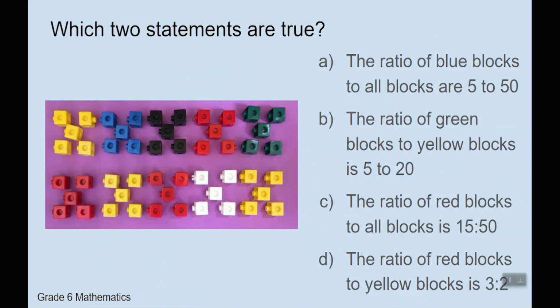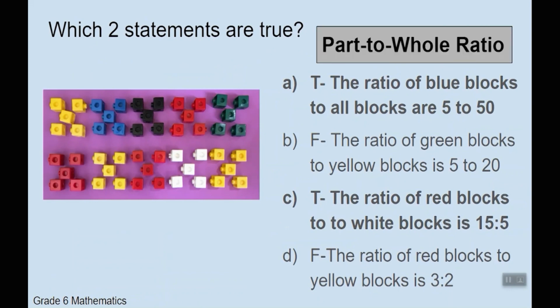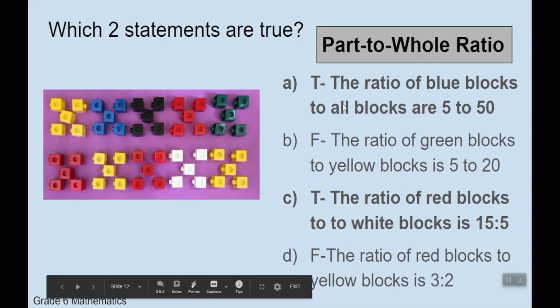Both A and C are true statements. We can prove A to be true because there are 5 blue blocks and there are 50 blocks altogether. So the ratio of blue blocks to all the blocks is 5 to 50. We call this a part to whole ratio.